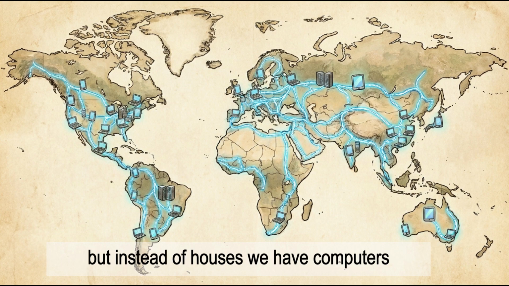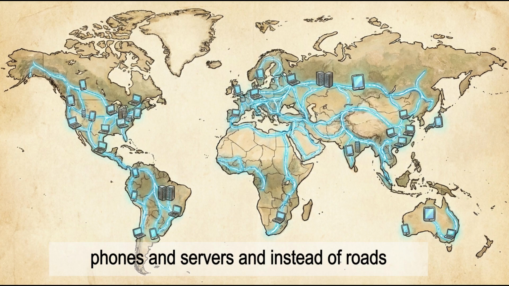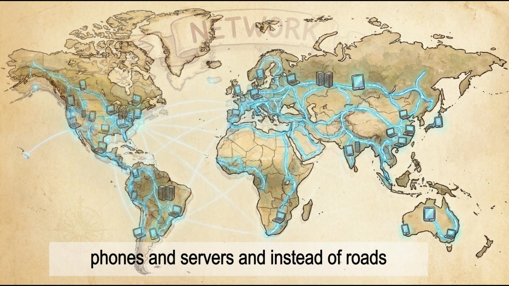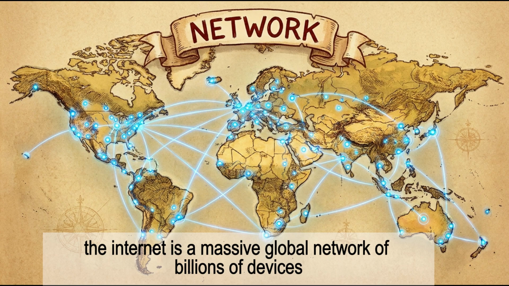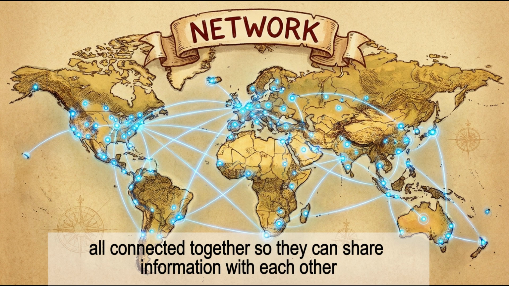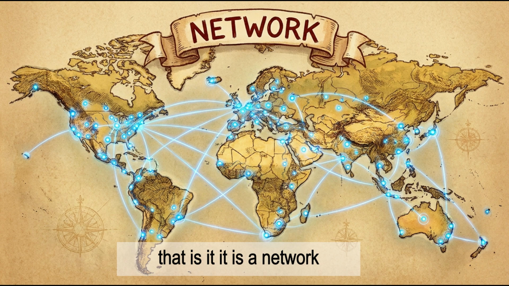But instead of houses, we have computers, phones, and servers. And instead of roads, we have cables, wireless signals, and data connections. The internet is a massive global network of billions of devices, all connected together so they can share information with each other. That is it. It is a network, a really big network.